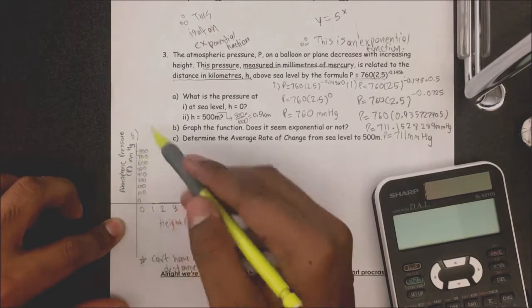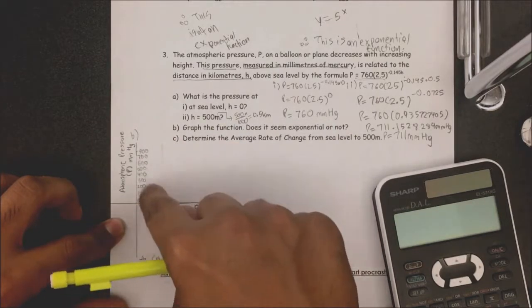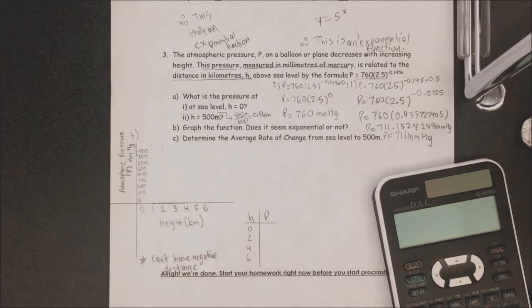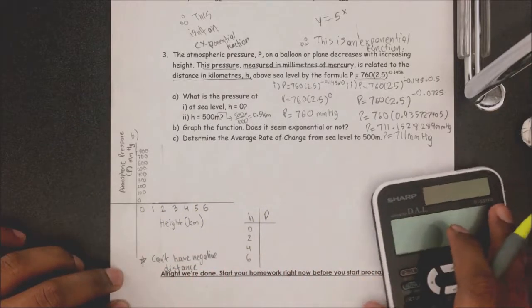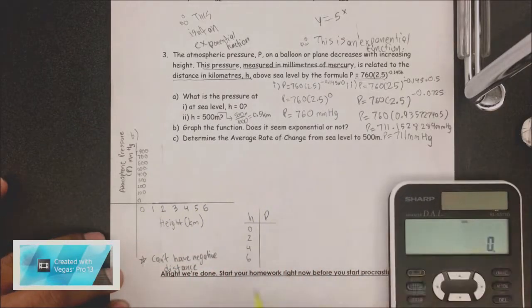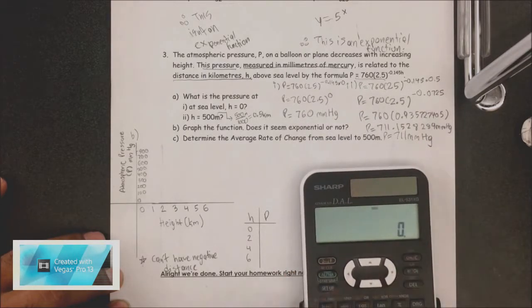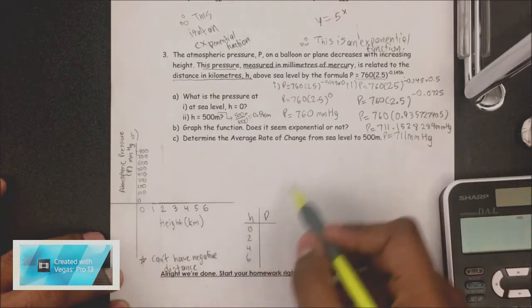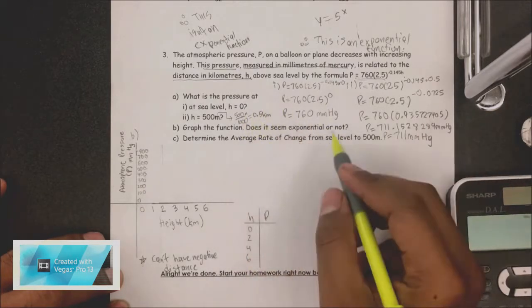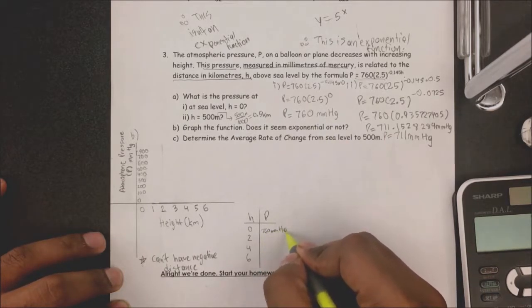And then I just chose to scale my graph as 0, 100, 200, so it's each increasing with a 100 interval. And my height just goes from 0, 1, 2, 3, 4, 5, 6, etc. The points I'm going to use for convenience's sake are 0, 2, 4, and 6. So we know that when we input our H as 0, our output is 760 millimeters of mercury.